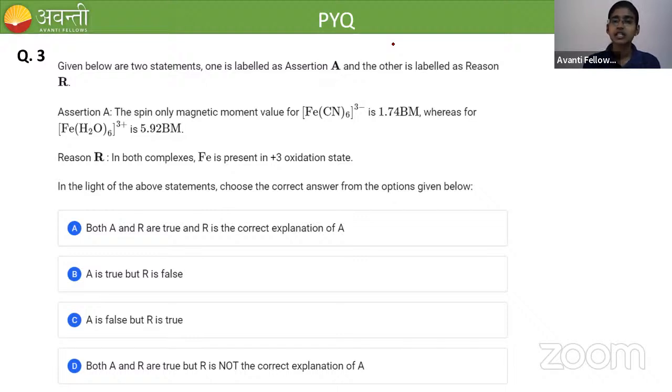So just take 30 seconds to solve this question, and try to put the answer in the chat box. Okay? JNV Nizamabad, I hope you guys are listening to the class. So try for the answer for this particular question and give me the answer in the chat box within 30 to 45 seconds. Just tell me whether the given assertion is correct or not.